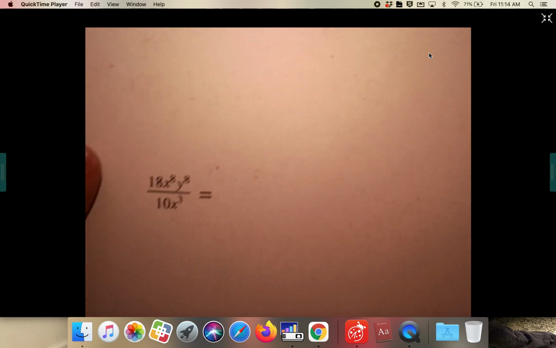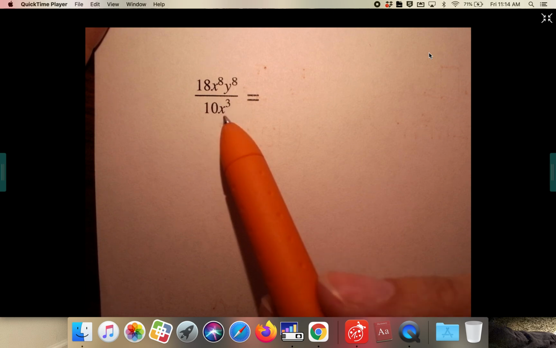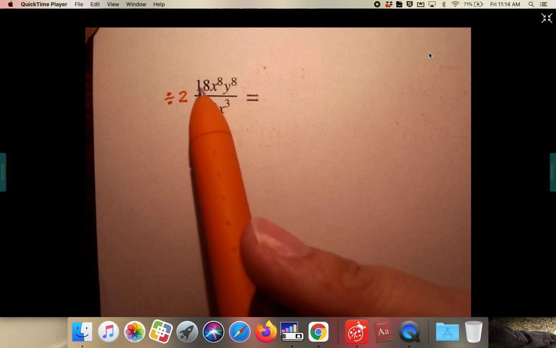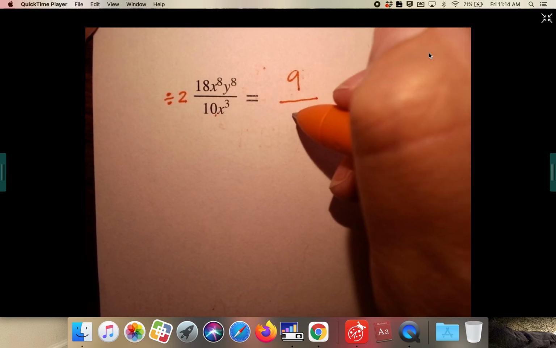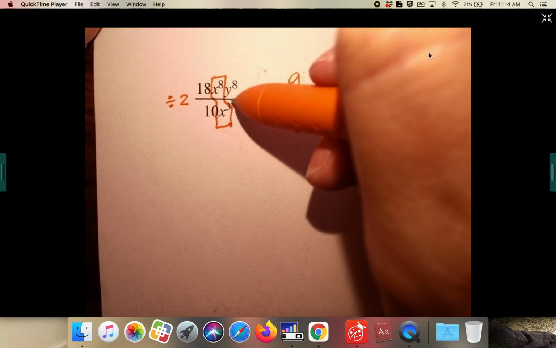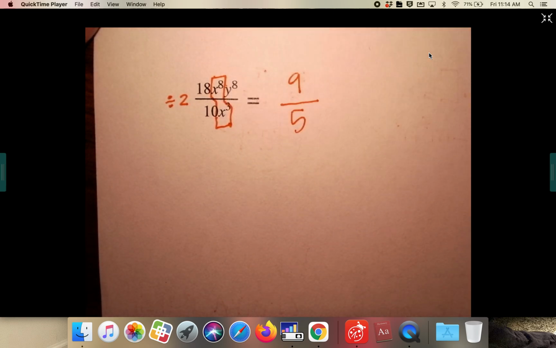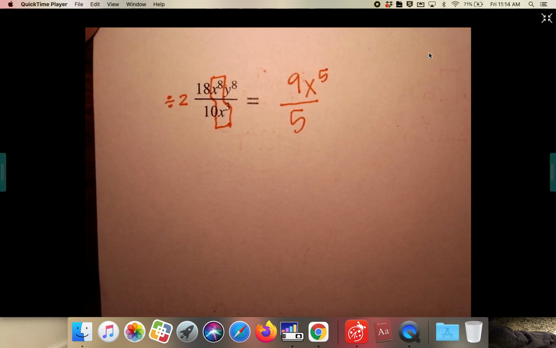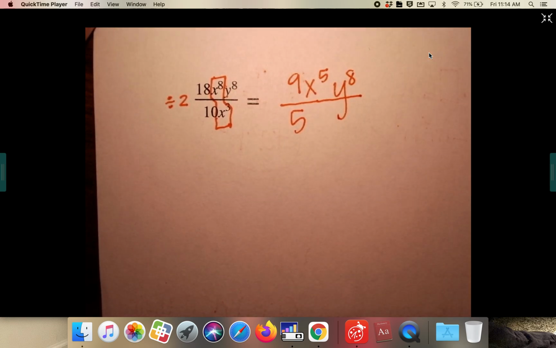Okay, the third one. These are not the same base, so you can divide them, but they don't divide evenly, so I'm just going to simplify them. They do both divide evenly by 2. So 18 divided by 2 is 9. 10 divided by 2 is 5. And now I'm going to look at my bases that are the same. X to the 8th over x to the 3rd. 8 minus 3 is 5. There would be 5 left on top if I expanded this. So that would be x to the 5th. And then y doesn't have any other y. So it's just going to stay y to the 8th, but it needs to stay up top. So if there's nothing you can do, then it just stays put.